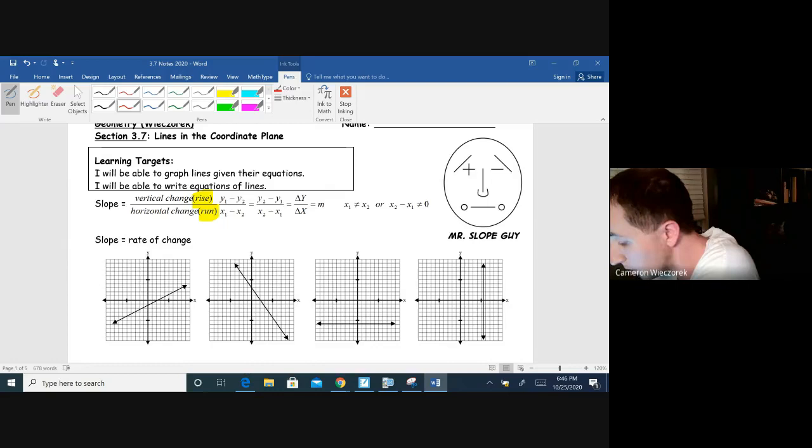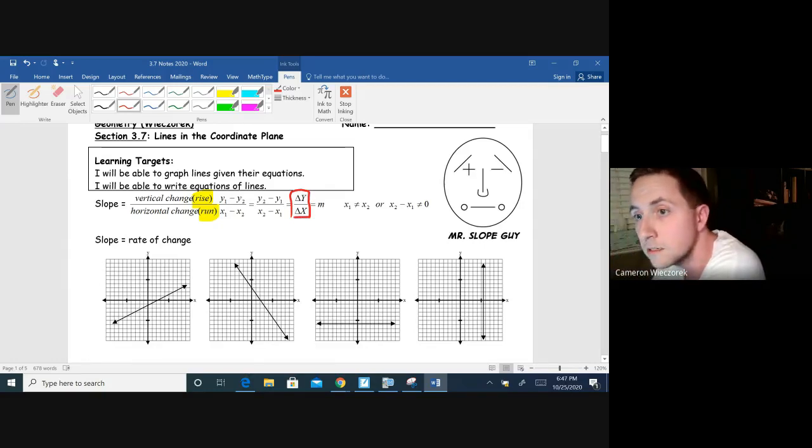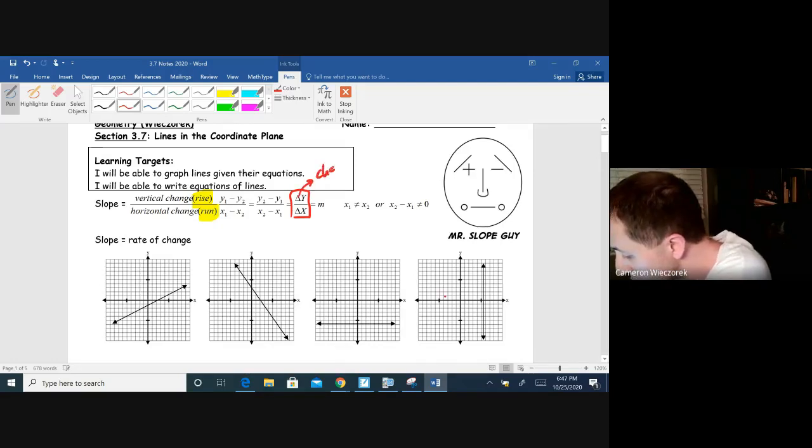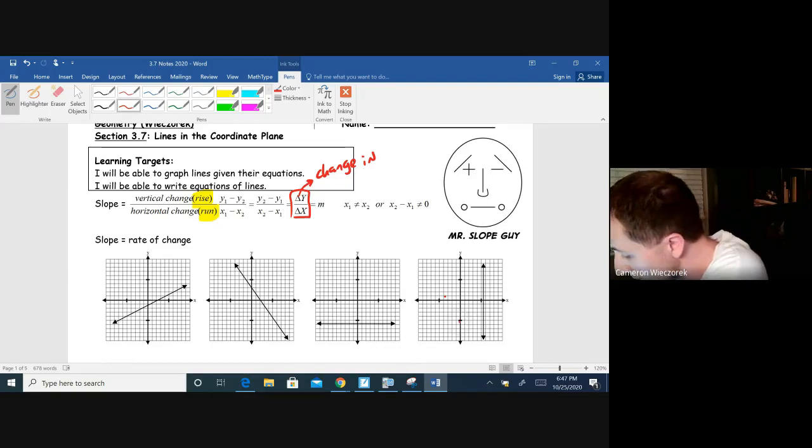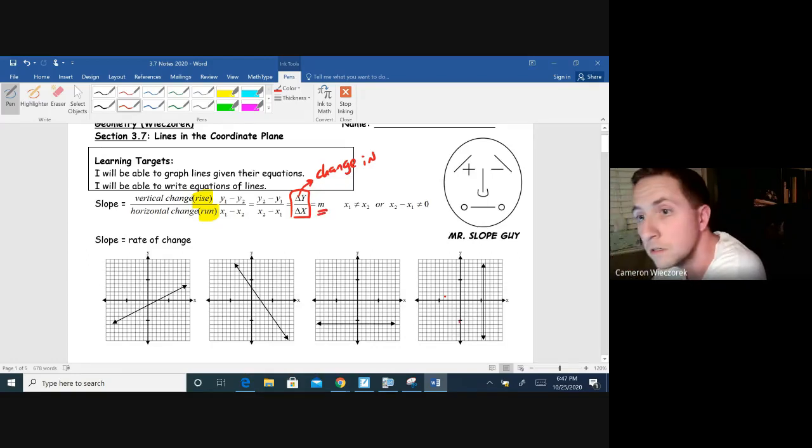So rise over run, the up and down divided by the left and right. More mathematically, it's the change in y divided by the change in x. So how far up and down you go divided by how far left and right you go. That little triangle that you see means change in. How much are our y coordinates changing divided by how much are the x coordinates changing. And the letter that we use for slope, to remind you, is m.